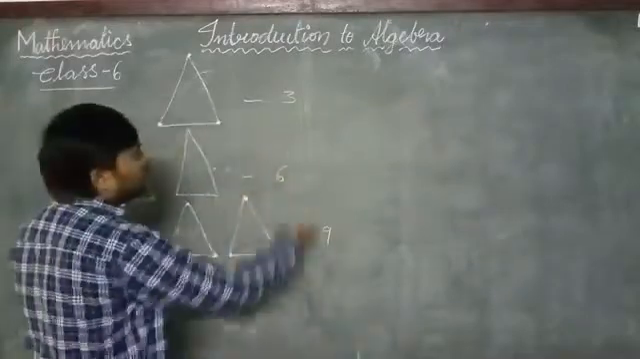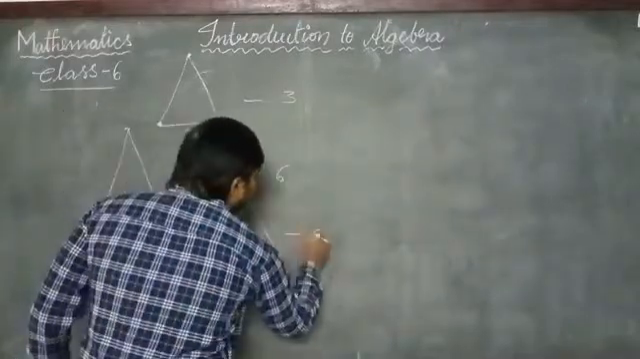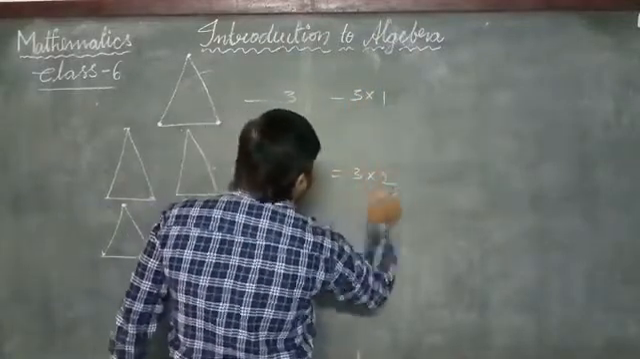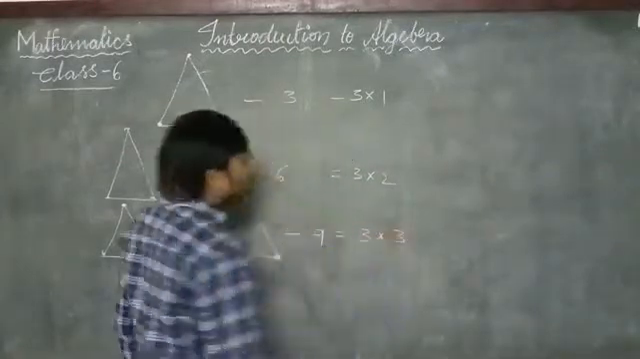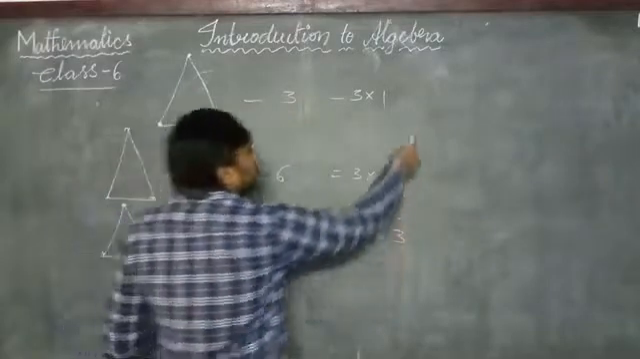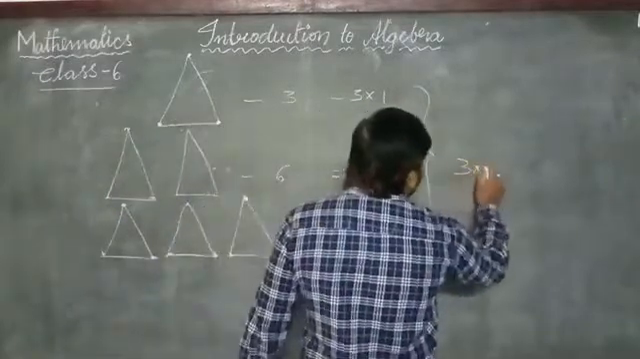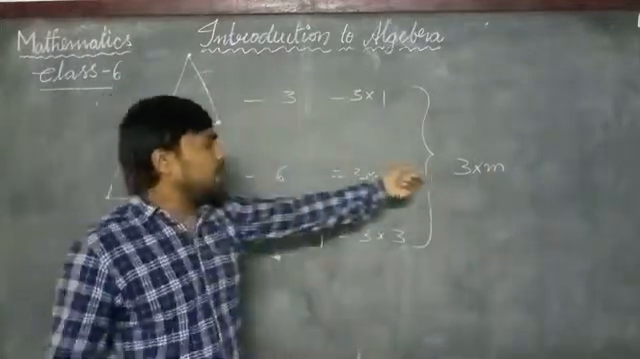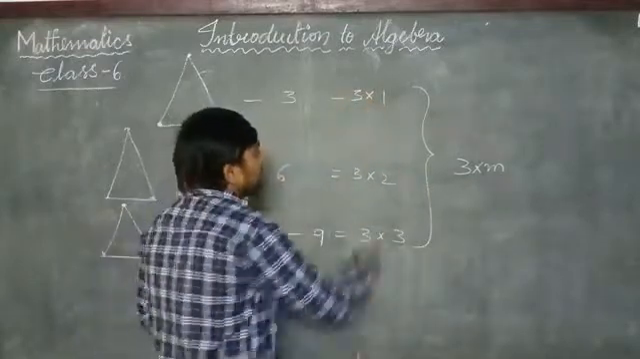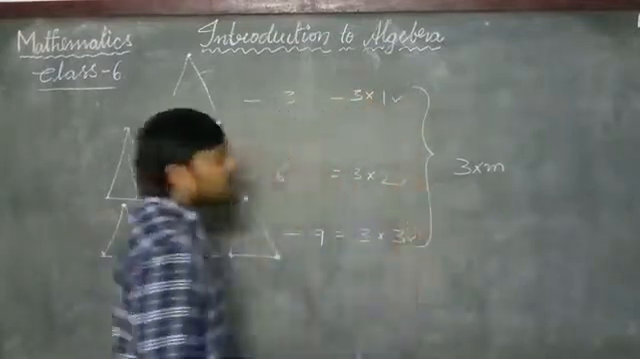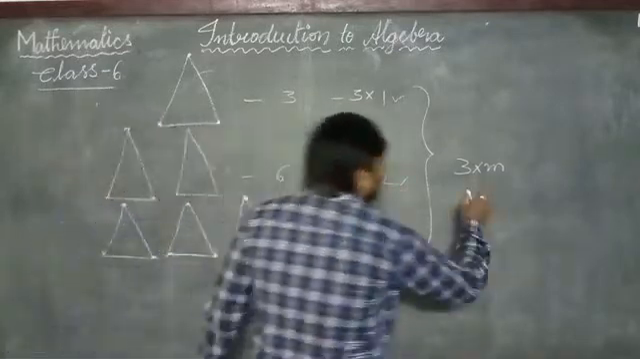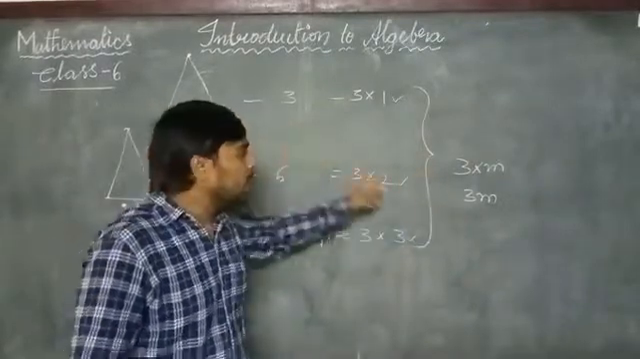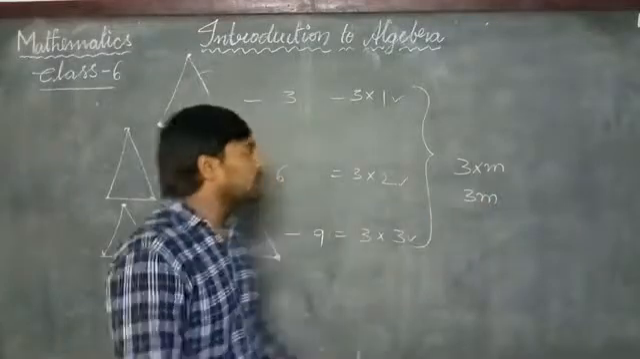For all these matchsticks, we can write the pattern 3 into 1, 3 into 2, 3 into 3. For this pattern we can write the general form 3 into m. Here 3 is representing the number of matchsticks and m is representing the number of triangles. Here 1 triangle, 2 triangles, 3 triangles. That is why 3 into m can also be written as 3m. Here 3 is the number of matchsticks required to draw one triangle and m is the number of triangles.